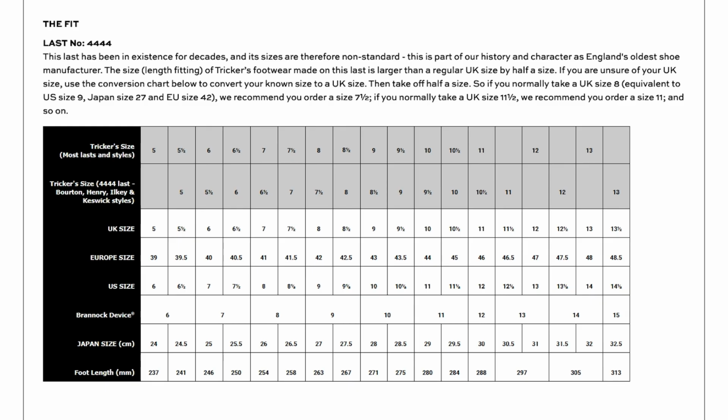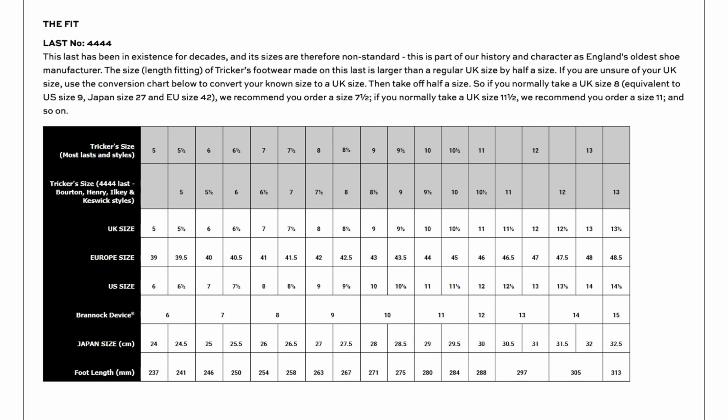Assuming that Martin knows his EU size is 46, he traces along the fourth row until he finds size 46, then up to the second row, because it's a 4444 last, to find that his Tricker size is 10.5. So Martin would order his Bourton Country shoe in a Tricker size 10.5.